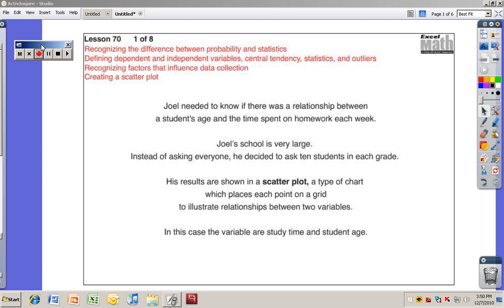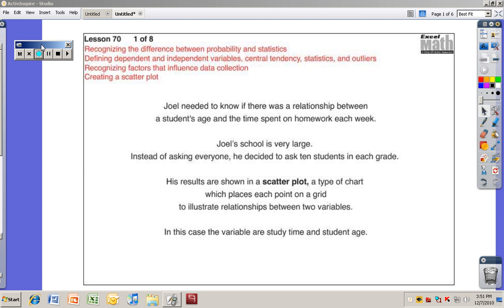Lots of things to learn on this lesson, so you might want to rewind, watch over and over again so you can get this down really well. Let's go ahead and start reading here. Joel needed to know if there was a relationship between a student's age and the time spent on homework each week. Joel's school is very large. Instead of asking everyone, he decided to ask 10 students in each grade.